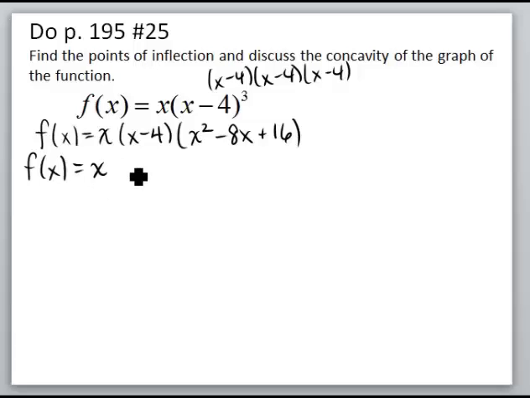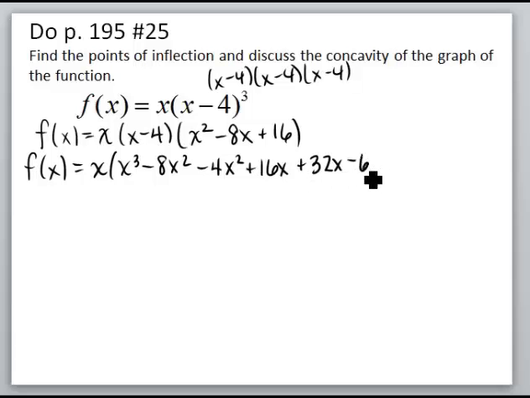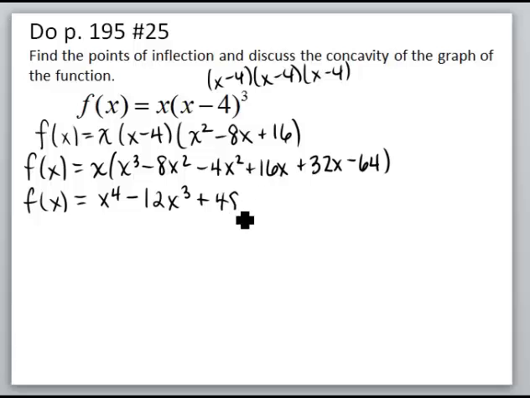So I'll end up getting x cubed minus 8x squared minus 4x squared plus 16x plus 32x minus 64. Now I didn't go in order on those. I went in that order so I would have them next to each other so I could add like terms. So my function then would be x to the fourth, and adding like terms while I distribute this negative through, I get negative 12x cubed plus 48x squared minus 64x.